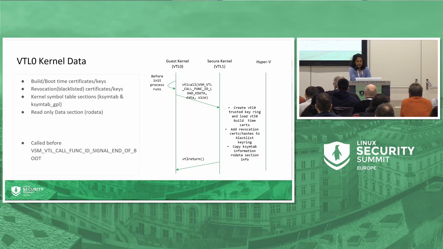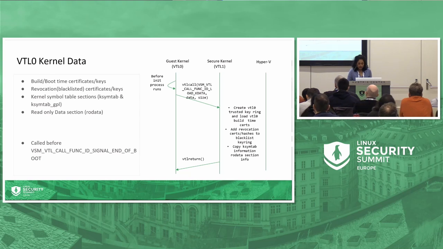One of the first things that the secure OS running in VTL1 needs for establishing independent module verification is a bunch of kernel information from VTL0. This includes the build and boot time certificates, revocation certificates, and kernel symbol table sections. So we added a VTL call, called load kernel data, through which we can load any of the VTL0 kernel data at boot. And this again happens before the kernel is locked down. So through that, we load the relevant VTL0 kernel data. In the case of module loading, this is the kernel data that we need. As we add more features, if we need more kernel data to be sent from the VTL0 kernel to the VTL1 secure OS, we can do that.